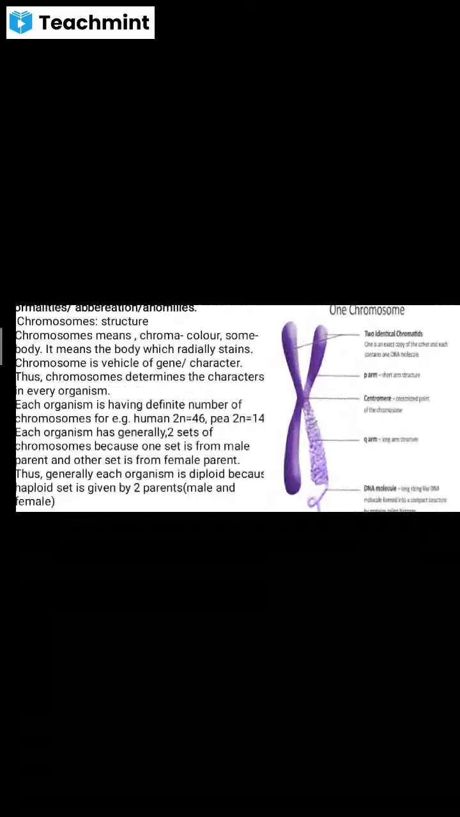These chromosomes contain DNA molecules, and as you already studied about DNA, DNA molecules carry all the genetic information from one generation to the next. Then these chromosomes have two arms. The upper part is the short arm, which is called the P arm, and the basal one is the long arm, which is also called the Q arm.